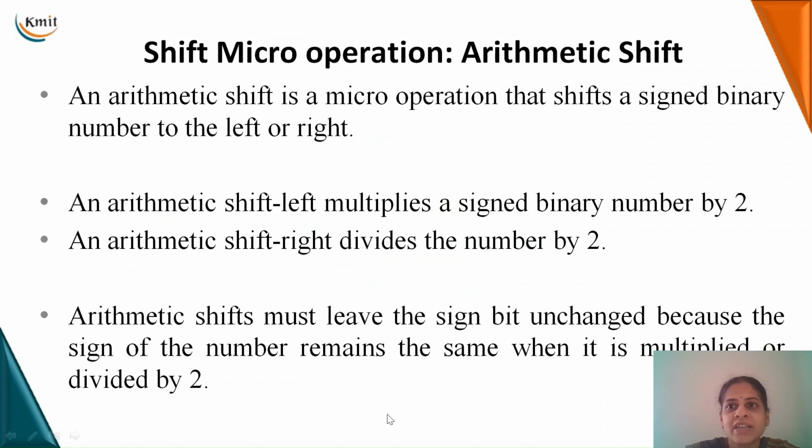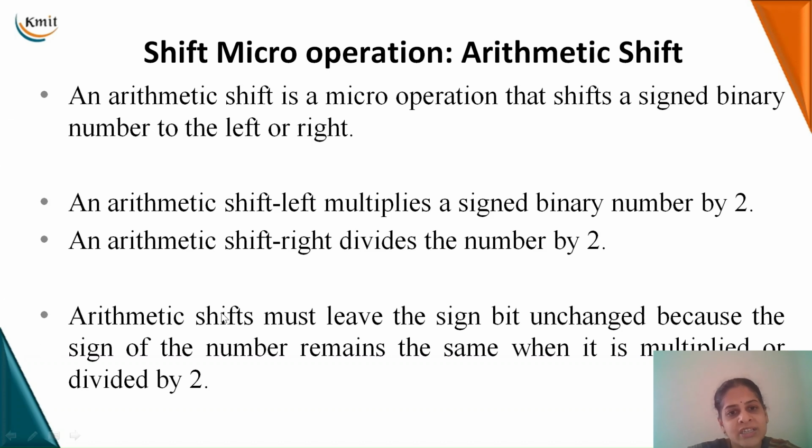Next, coming to an arithmetic shift operation. An arithmetic shift operation is a micro operation that shifts a signed binary number to the left or to the right. In case of a shift left, it multiplies a signed binary number by 2. In case of a shift right, it divides the number by 2.